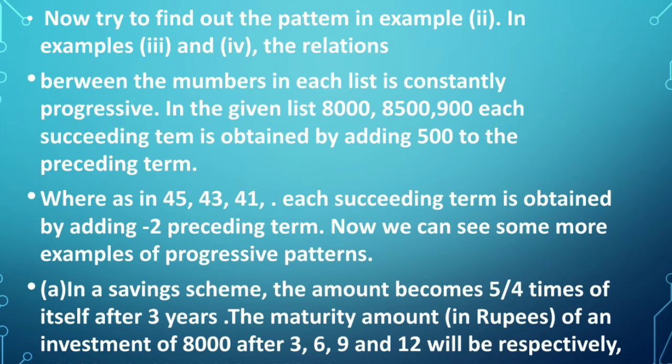Now we can see some more examples of progressive patterns. In the savings scheme, the amount becomes 5 by 4 times of itself after 3 years. The maturity amount in rupees of an investment of 8,000 after 3, 6, 9 and 12 months will be respectively 10,000, 12,500, 13,623 and 19,331.25.